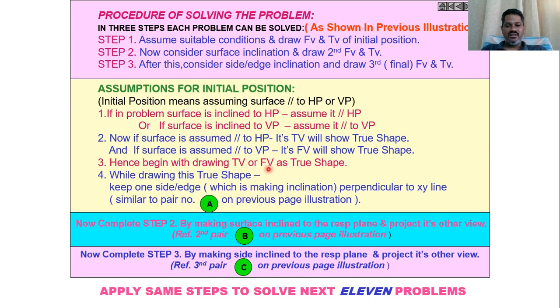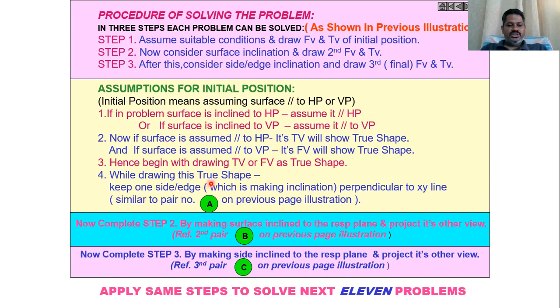That means we have to draw the front view first. If the surface is inclined to HP, we have to draw the front view first, assuming that the plane is parallel to VP. Then if the defined surface is inclined to HP, assuming that the plane is parallel to HP, draw the true shape. That means the top view will be the true shape. That means we have to draw the top view first.